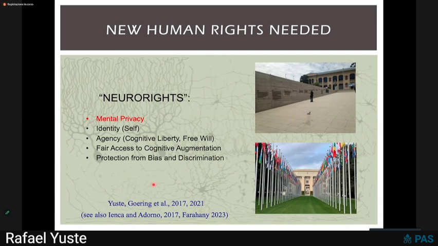So these pictures are the Museum of the Memory in Santiago, Chile. In the walls of this museum, which is a museum to human rights, you have written the Universal Declaration of Human Rights.